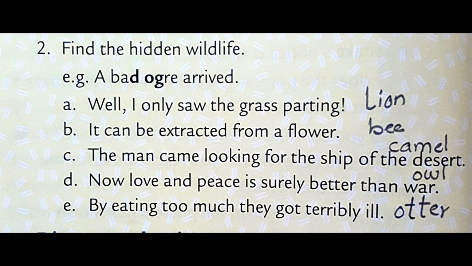2. Find the hidden wildlife. A bad ogre arrived. A. Well, I only saw the grass parting. Answer. Eel. B. It can be extracted from a flower. Answer. Bee. C. The man came looking for the ship of the desert. Answer. Camel. D. Now love and peace is surely better than war. Answer. Owl. E. By eating too much they got terribly ill. Answer. Otter.